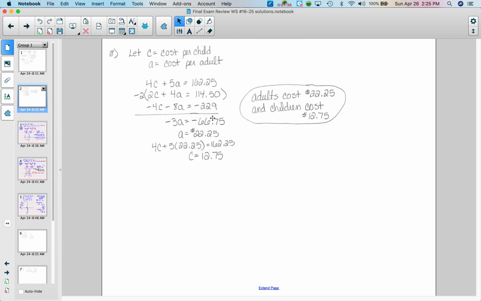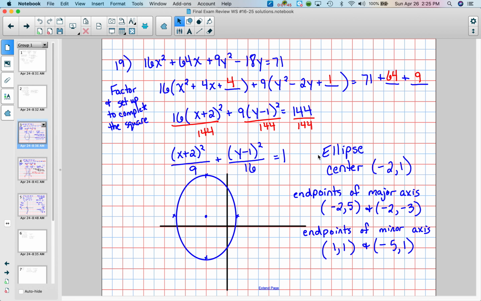one adult. So you're just solving for A and solving for C. Not really any different from what we just did in the other problems, except that you had to write the equations. So hopefully you're good with that.